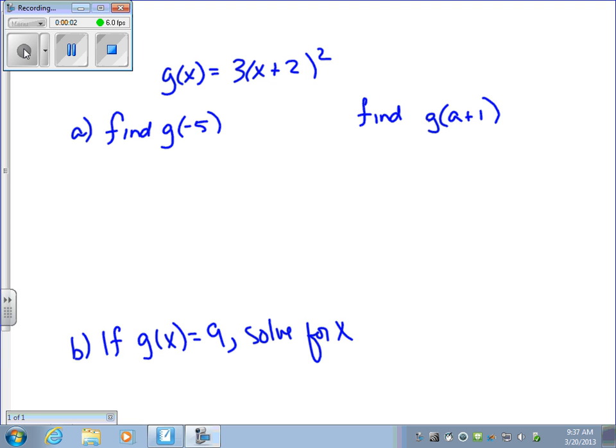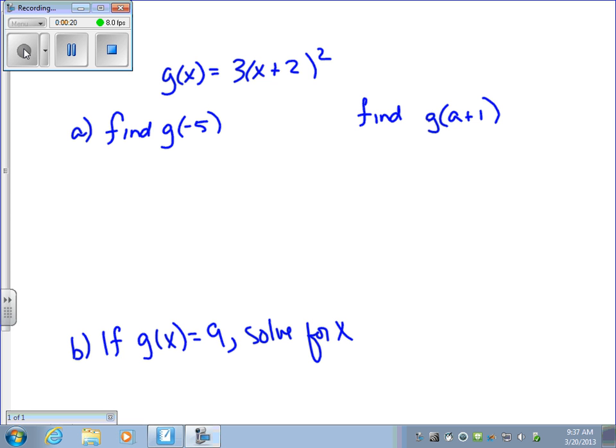All right, so one of the skills that you're supposed to master is using function notation and identifying domain and range, which you'll find in checkpoint 9 in the back of your book. So here's a problem that kind of illustrates that. g of x is 3 times (x plus 2) squared.